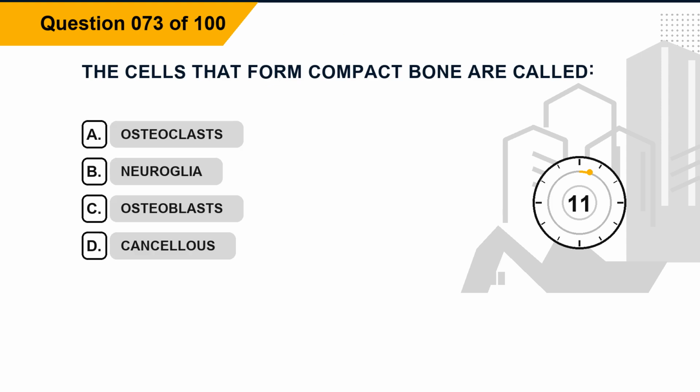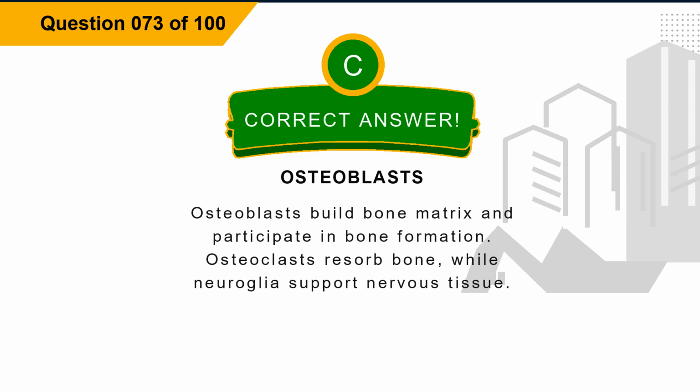Question 73. The cells that form compact bone are called. Option A, osteoclasts. Option B, neuroglia. Option C, osteoblasts. Option D, cancellous. The correct answer is option C, osteoblasts. Explanation. Osteoblasts build bone matrix and participate in bone formation. Osteoclasts resorb bone, while neuroglia support nervous tissue.